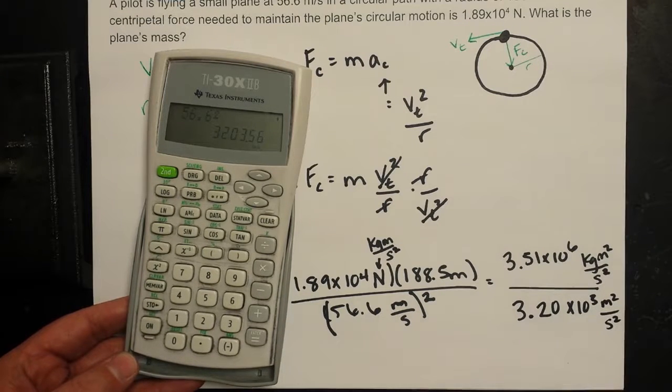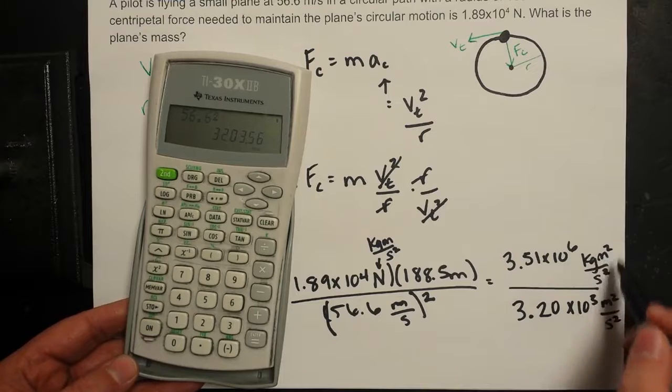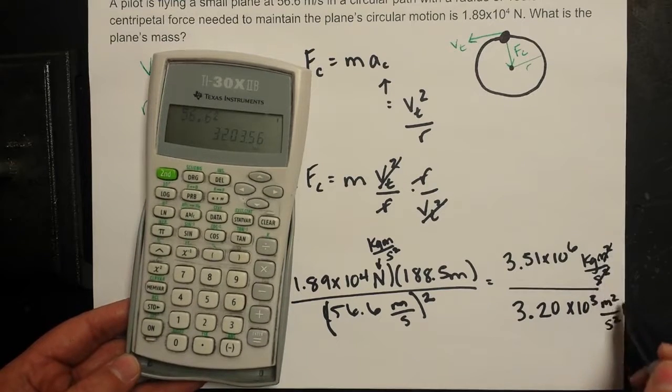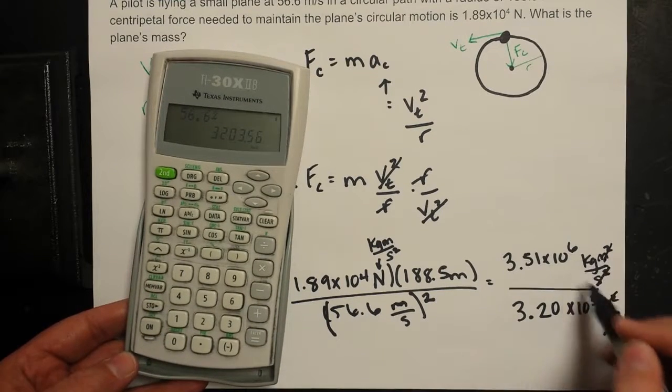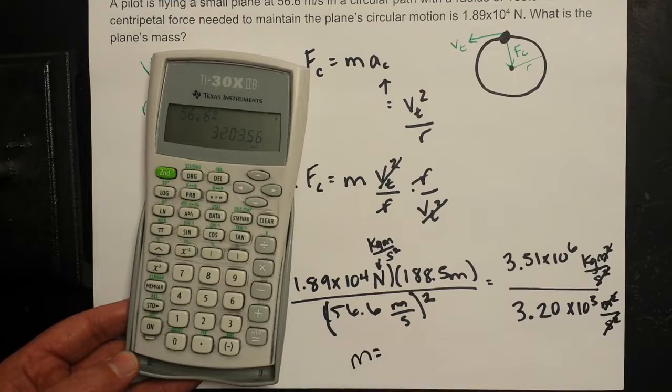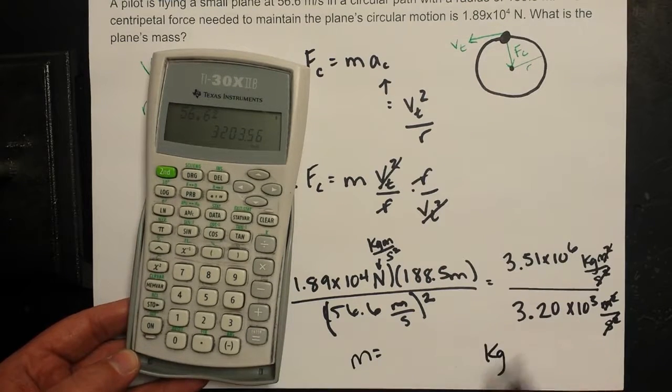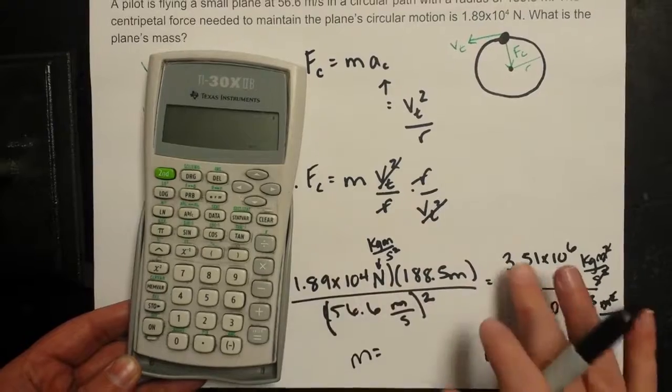Okay. I see if I'm dividing these two terms, my meter squared and second squared will cancel, and I'm left with just kilograms, which is perfect for mass. Okay, now I'm going to take my numerator and divide it by my denominator.